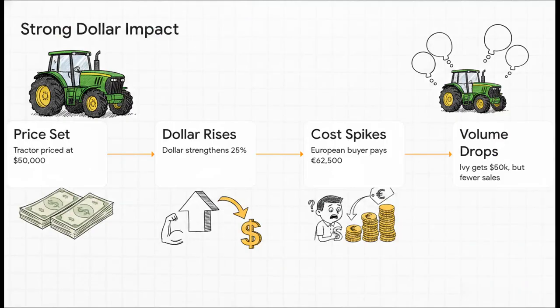But let's see how this builds for an exporter like Ivy. Why exactly does a strong dollar hurt her? Well, step 1. Ivy prices a U.S. tractor at $50,000. Step 2. The dollar strengthens 25% against the euro. Step 3. To the European buyer, that exact same tractor now costs 62,500 euros. So step 4, Ivy hasn't changed her price. She's still only getting 50 grand, but because the buyer's cost just skyrocketed in their local currency, European demand plummets. The hit Ivy takes is in lost sales volume, not lower revenue per unit.